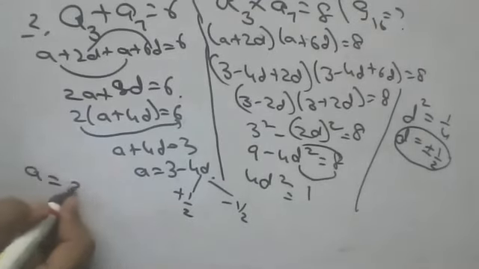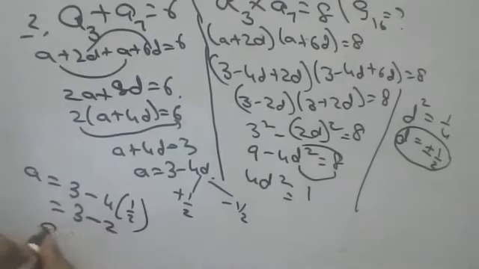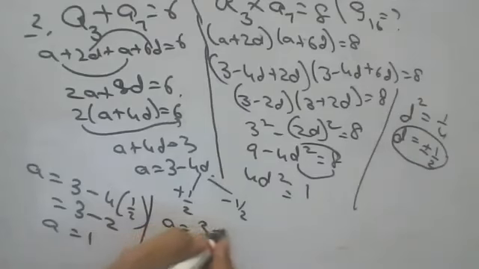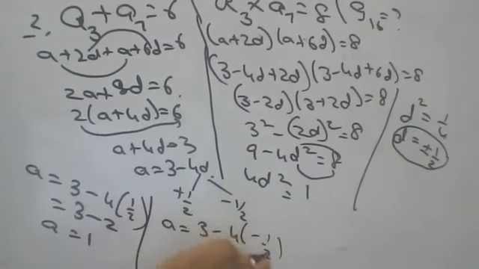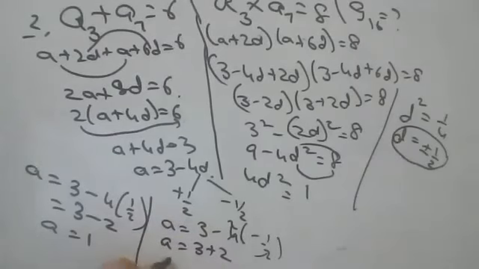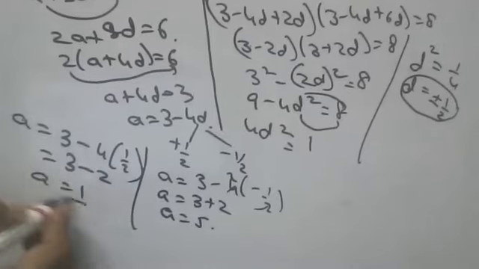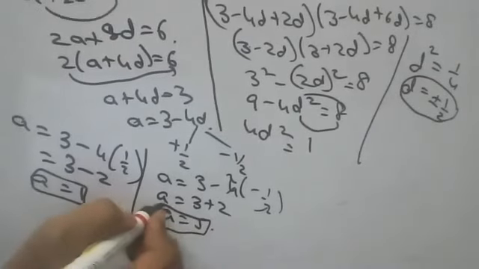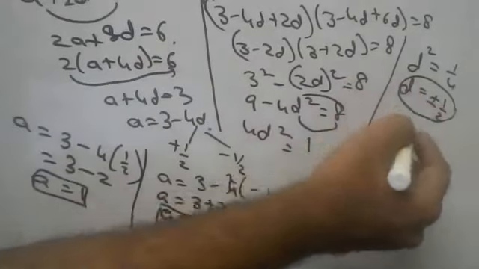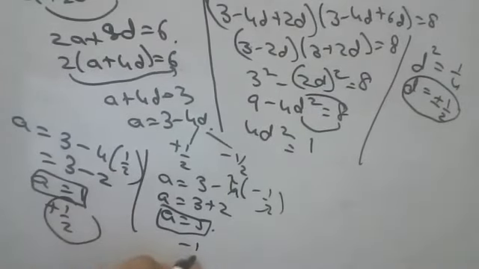A is equal to 3 minus 4 into 1 by 2, 3 minus 2, so a can be 1. Or if d is minus 1 by 2, a is equal to 3 minus 4 into minus 1 by 2, which is 3 plus 2, that is 5. Okay, children? So a can be 1 or 5, and d can be plus 1 by 2 or minus 1 by 2.